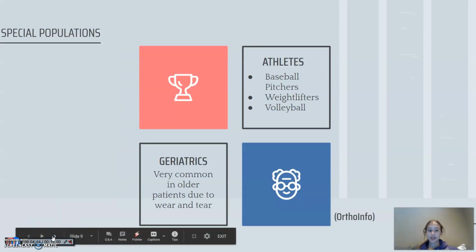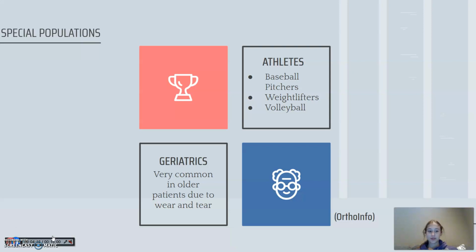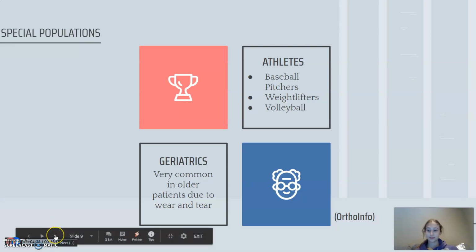So for special populations that it occurs in, you've got different types of athletes: baseball pitchers, weightlifters, volleyball players. All these people lift things repeatedly above their head, so that's why it's going to happen to them. And then geriatrics, just because, like I said before, normal wear and tear of your body is not perfect. After a while, it's going to start to break down a little bit.